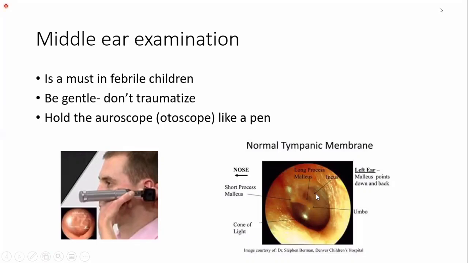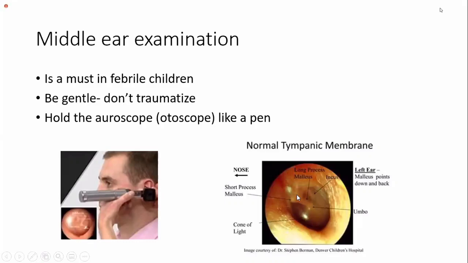Eardrum, in general terms, and this is the uncus, the short process of the malleus, attached to the tympanic membrane, right? When you flash the light of the otoscope, there will be a cone of light like that. You see the cone of light, right? This is very important. When you flash a torch inside with the otoscope, you see this cone. It reflects back like a cone.